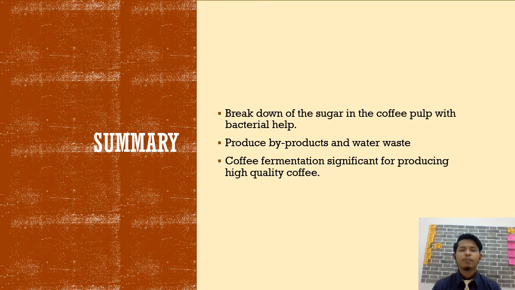For the summary part, there will be a breaking down of sugar in the coffee pulp with the help of bacteria from the dairy products. They will produce byproducts such as husk, coffee pulp, and also wastewater that will be eliminated into the riverbanks. This process is also significant for producing high quality coffee.